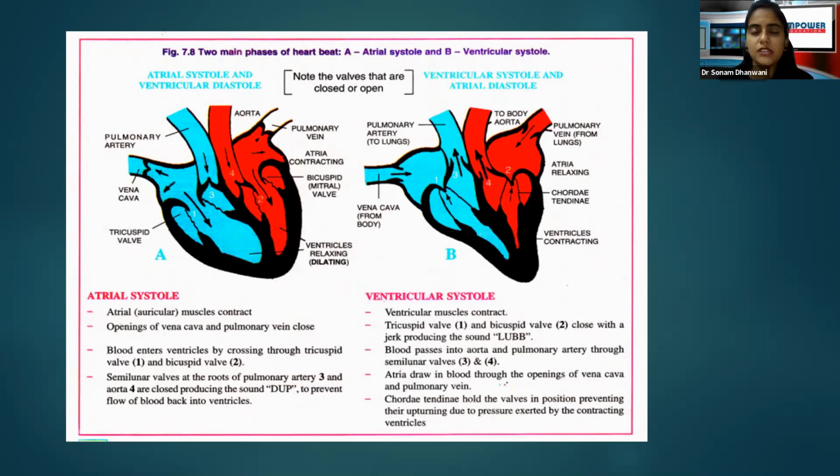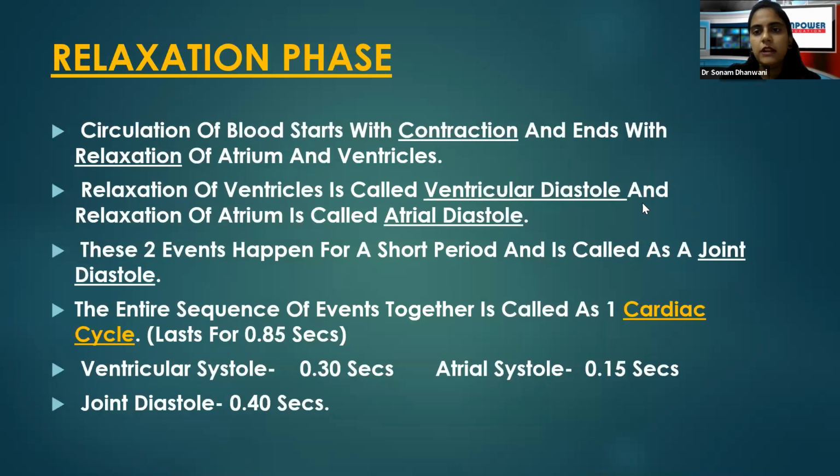All right, are we clear with this? Now we have finished the part of contraction. We have seen atrial systole, we have seen ventricular systole. अभी contraction के बाद जब ये blood छोड़ेंगे, जब relaxation होगा, then let's see what happens. Okay, so now coming to the relaxation phase. Circulation of blood starts with contraction and ends with relaxation of the atrium and ventricles.